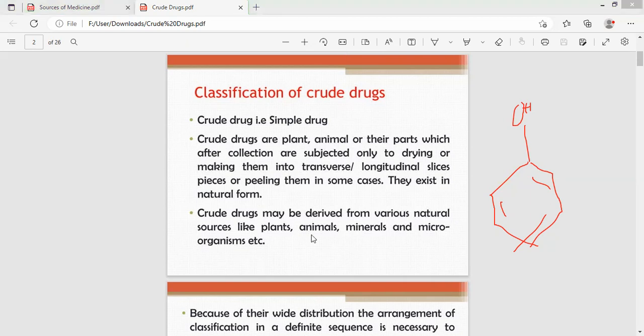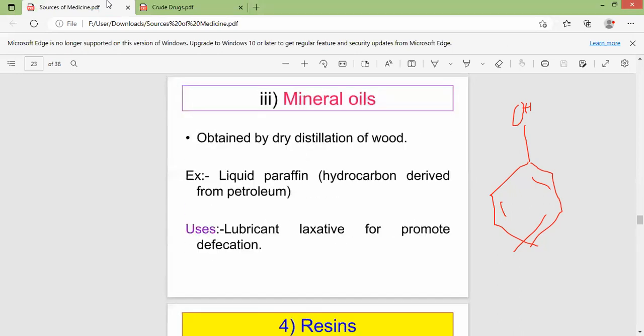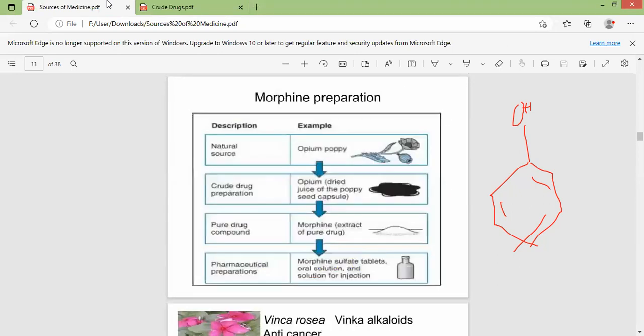Could you say that you've not extracted the active part that you want? Yeah, true. You've not extracted the active parts. It's still the combination. From the example that was put here, you got your fruit or your seed, and you just dried the juice of the poppy seed capsule. That's your crude drug. That juice has morphine and it has other stuff. So you haven't extracted an active ingredient or an active drug. You're just utilizing it in that natural form.